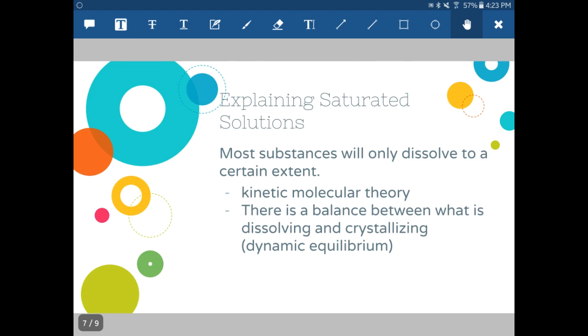So when we talk about saturated solutions, we have the fact that most substances will only dissolve to a certain extent in a solvent. So if we talk about water as our universal solvent, we have, let's say, sugar. Well, sugar will only dissolve in water to an extent before I can no longer dissolve any more sugar in that water.